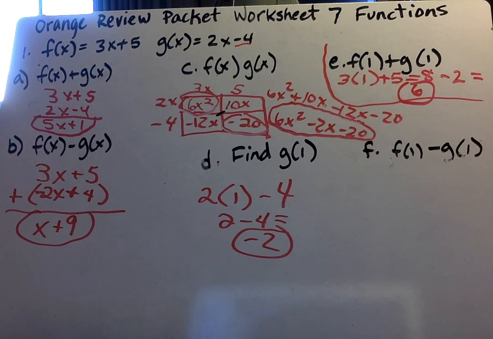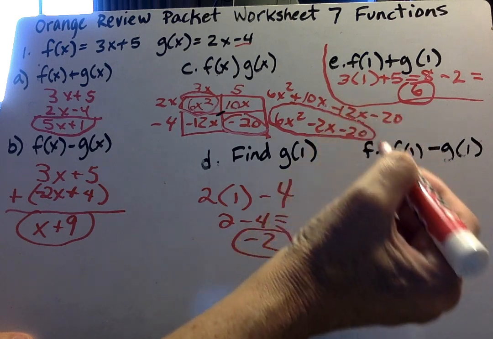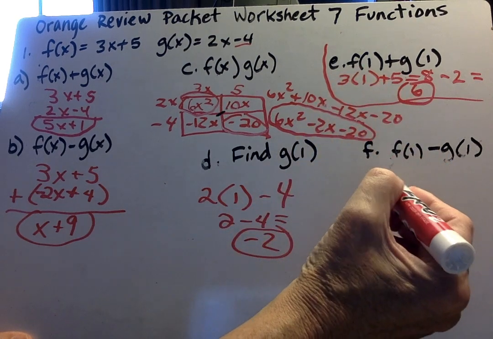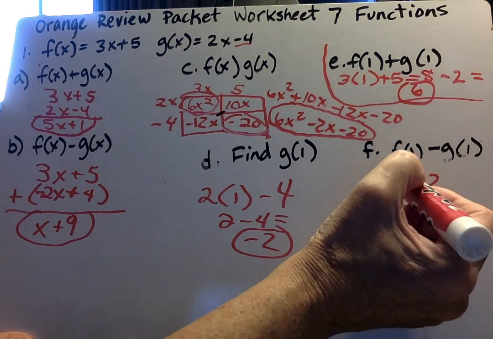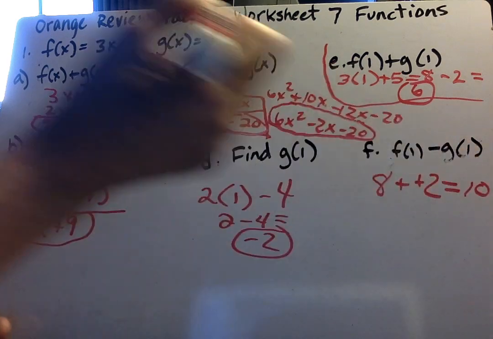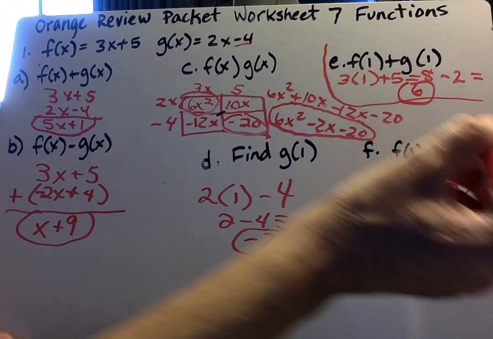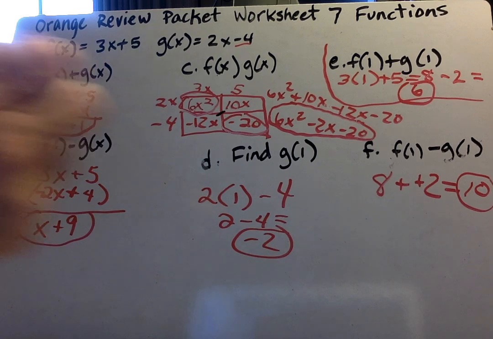Okay? And then part F, f of 1 minus g of 1. f of 1 we know was 8, minus g of 1, which is a negative 2. So this goes plus positive 2. That equals 10. And there you go. Okay, I'll let you do 2 and 3 on your own. And now I will help with number 4.